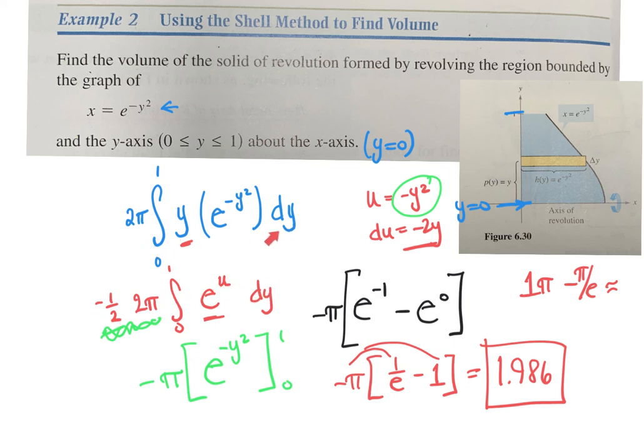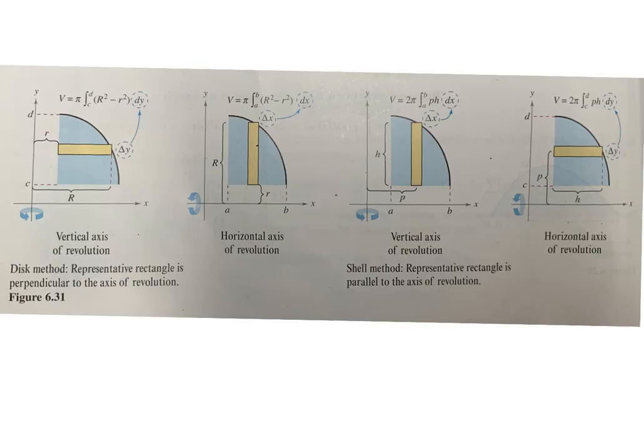If you recognize here that you're going to have a negative 1/2 in your final, you can go straight from here to here. But I was just writing it out to show your u substitution. So this compares the disk method to the shell method. And by disk, I mean disk or washer. Washer is just 2 disks subtracted, okay?